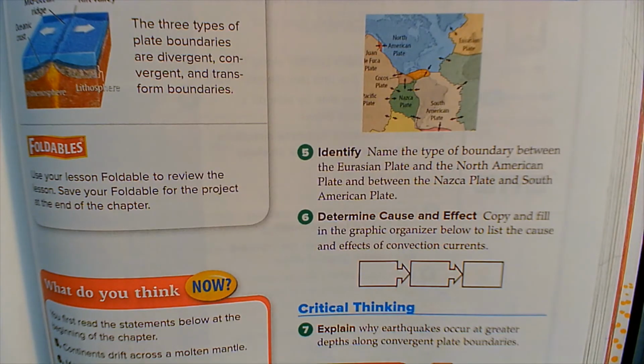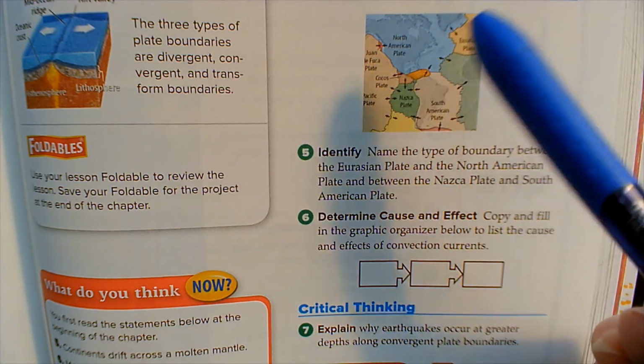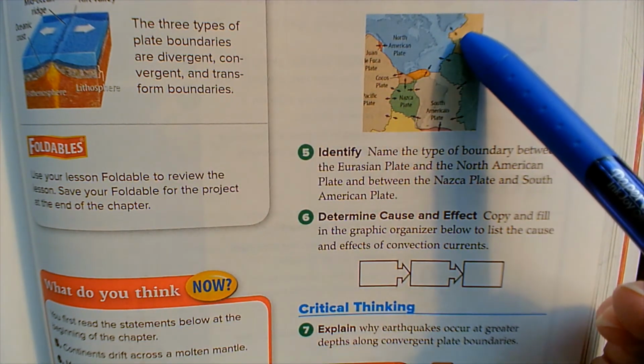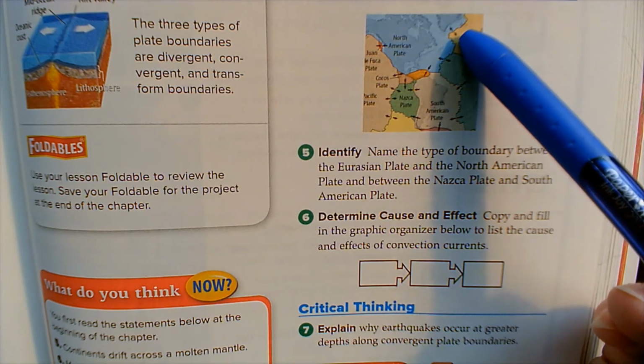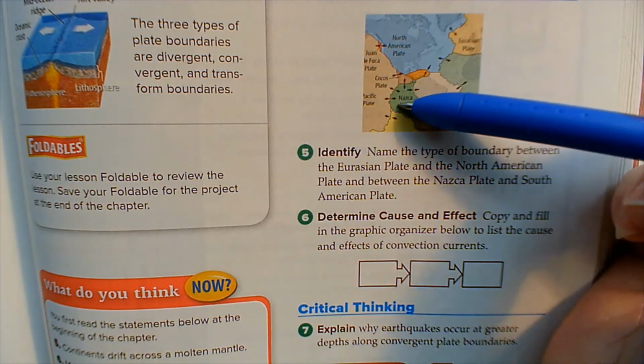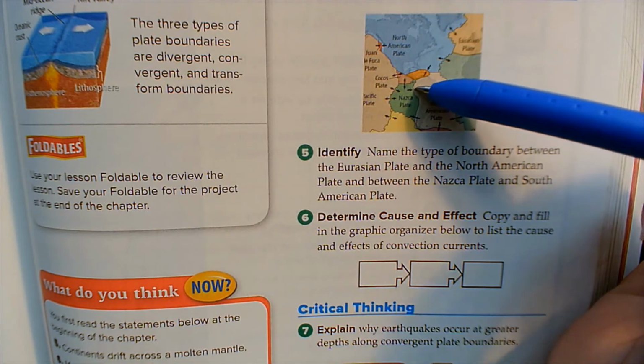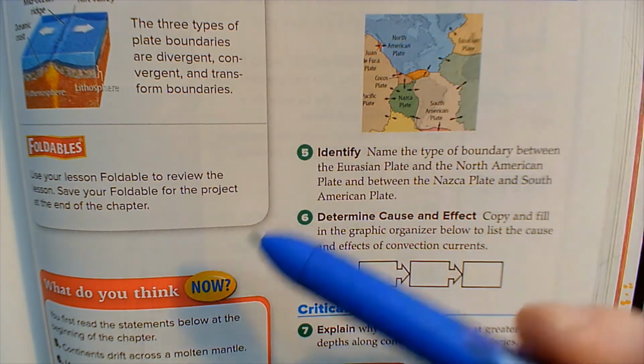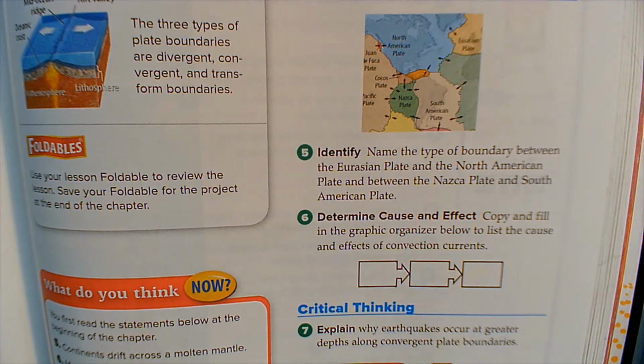Number 5, name the type of boundary between the Eurasian plate and the North American plate. All right, let's look between Eurasian and North American. It looks like the arrows are going away from each other. So between those two, it would be a divergent plate boundary. And then it says also between the Nazca plate and South American plate. So let's find those. Here's the Nazca plate. Here's the South American plate. Here the arrows are going towards each other. So it would be a convergent plate boundary.